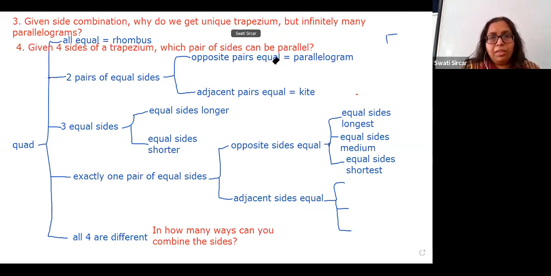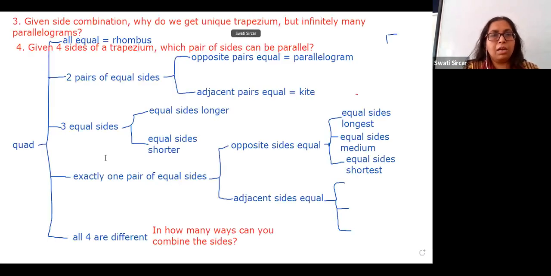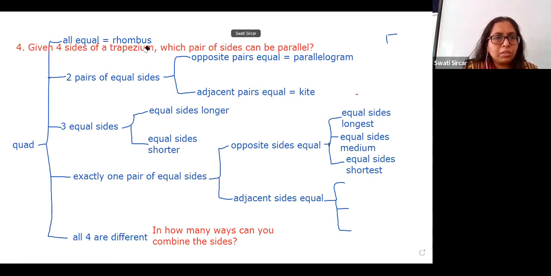Let me clear this. I'm wondering if I should show you this. You see, we have got trapeziums. No, hang on, I wish I hadn't cleared it. Okay, now it's back. Let me remove these questions.